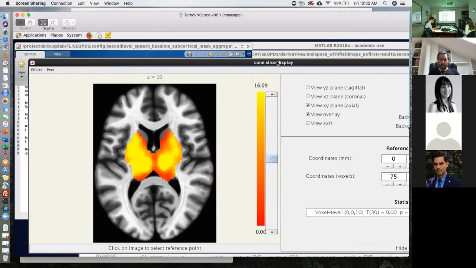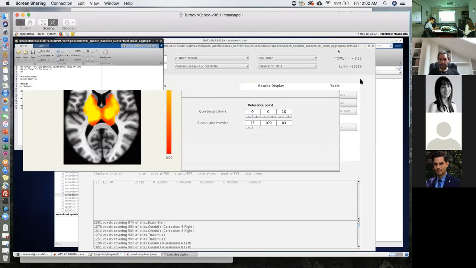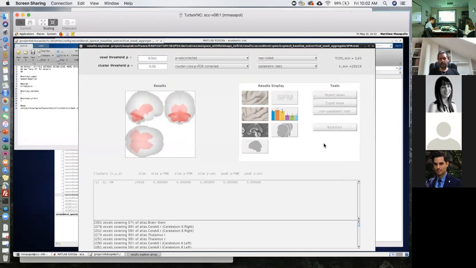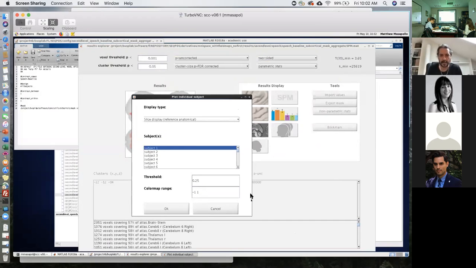Could you go into the other window, the one that's the second level results window, the main one, yeah, that window, and click on the plot subjects option. So the one that has multiple faces, yeah, that one. And now let's see which one might be a little bit more interesting here. Let's look at the net. Well, just select the first option.